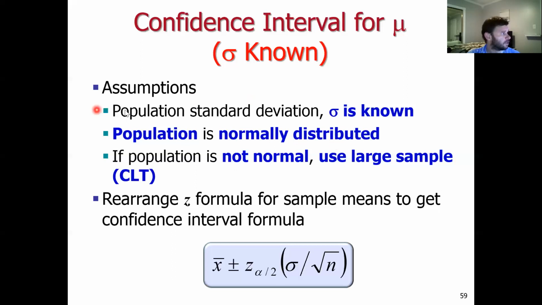So the assumptions here, first and foremost, the population standard deviation is known. We're going to assume the population is normally distributed. And again, even if it wasn't, we know we can exploit the central limit theorem in that, provided we have a large enough sample, provided n is greater than or equal to 30 observations, we can assume that the sample means will be normally distributed even if the underlying population was not.